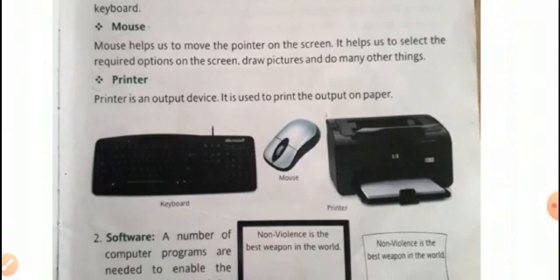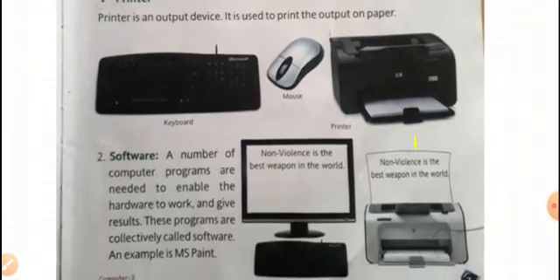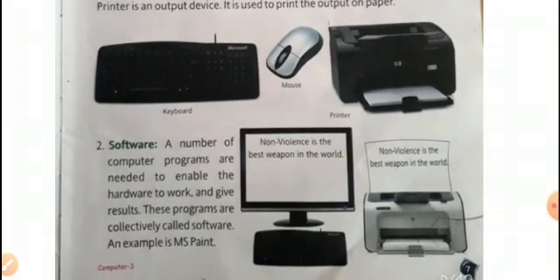It is used to print the output on paper. What is the use of printer? It is used to print out on the paper. Then, followed by this, the first part of a computer was hardware, and now we will discuss software.